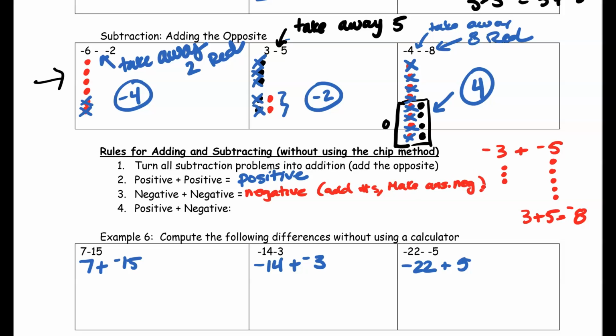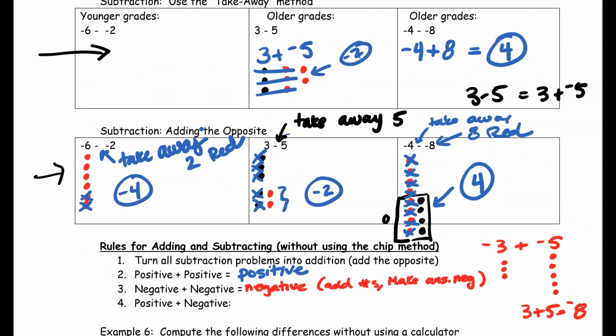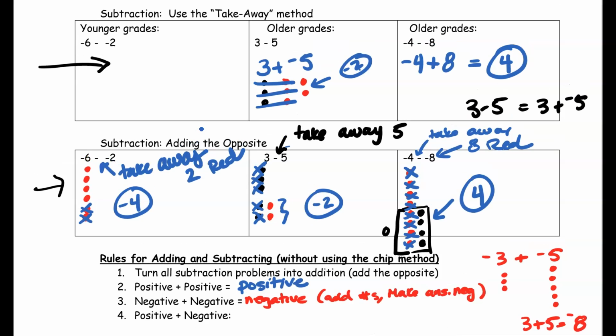And then a positive plus negative, this is going to depend. So it depends on the problem. So let's look at our examples above. So in this case right here, 3 minus 5 or 3 plus a -5, we end up getting a negative answer. -4 plus a positive 8, we end up getting a positive answer. Well, why do we get a negative answer with this first one? Well, if you look at the picture with the chips, we have more red chips than we do black, so red wins.